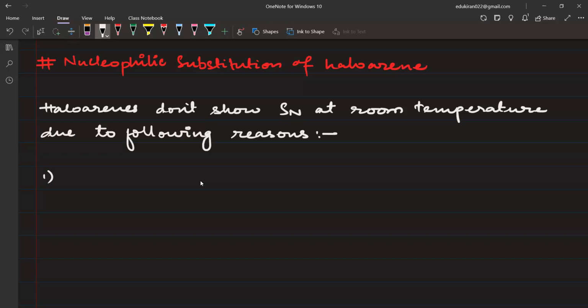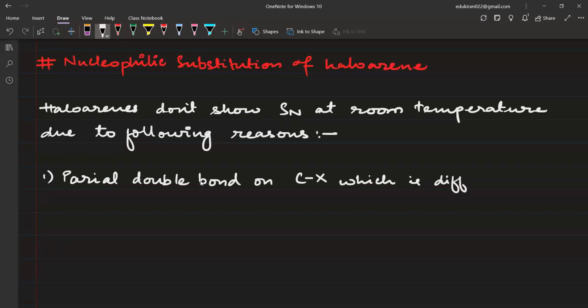Number one, partial double bond character on the carbon halogen bond, C-X, which is difficult to break. Second point, phenyl carbocation is very unstable.